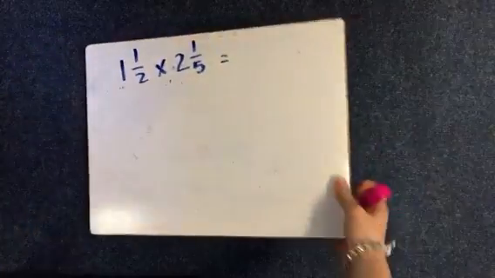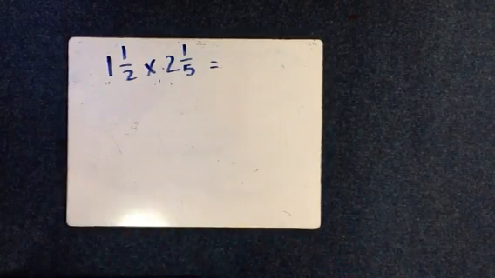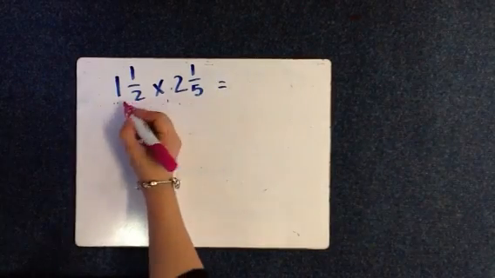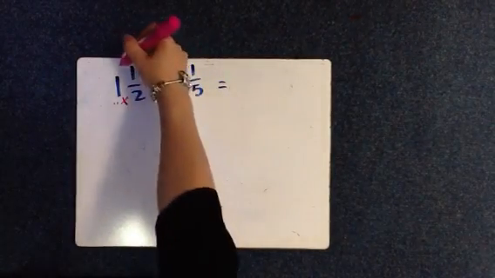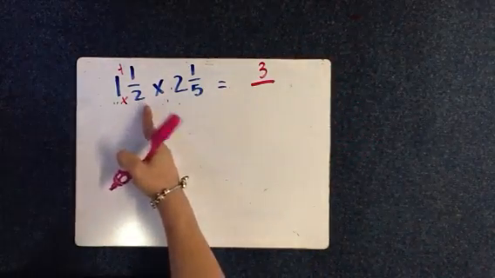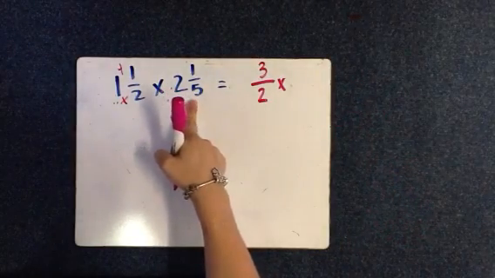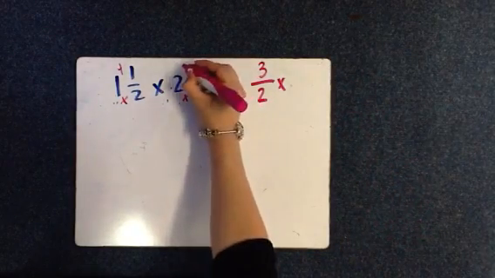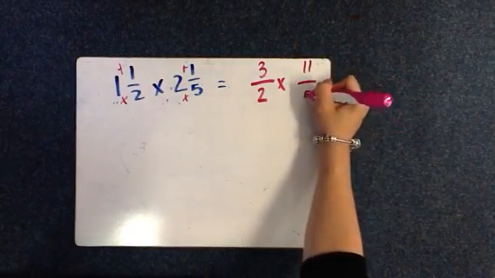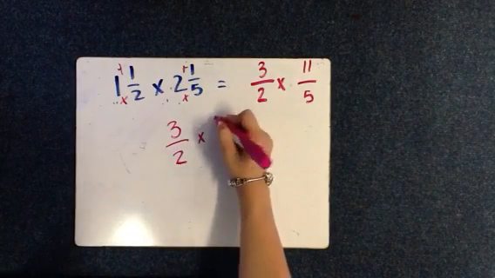Okay guys, so here's the first problem. Let's solve this together. So we've got 1 1/2 times 2 1/5. Okay, so we convert the mixed numbers into improper fractions. So 1 times 2 plus 1 is 3. That's our new numerator. And 2, our denominator, stays the same. 2 times 5 is 10, plus 1 is 11. 11 is our new numerator, and our denominator of 5 stays the same. So our new improper fractions are 3 over 2 times 11 over 5.